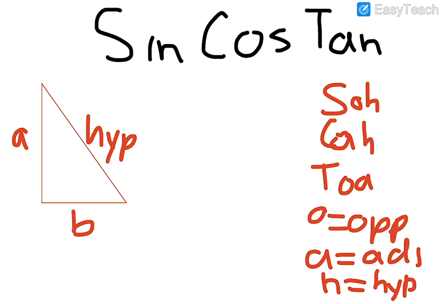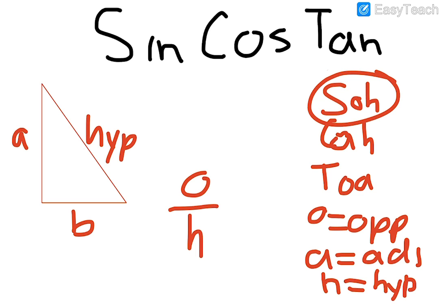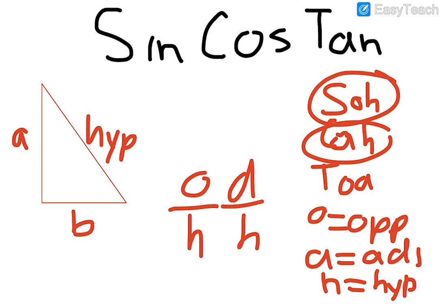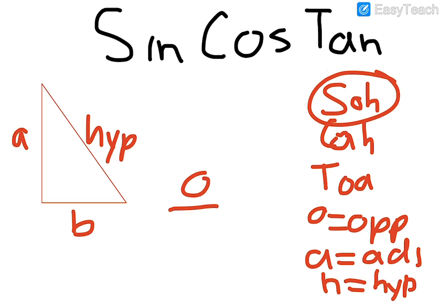So for example, the opposite side goes on top, and then it's divided by the H. Then it's the same for this, A over H, then O over A. It's kind of confusing right now, but I'll try to explain it more.